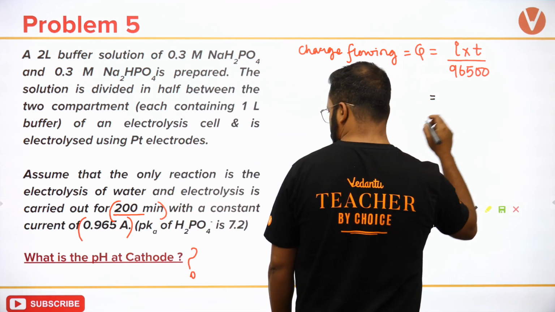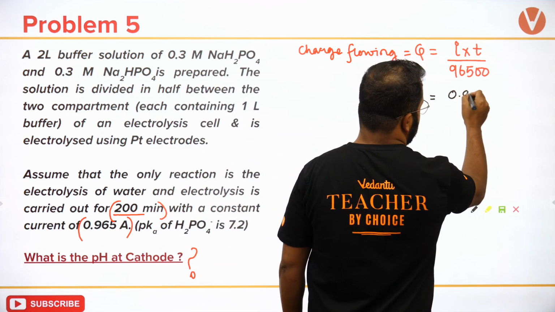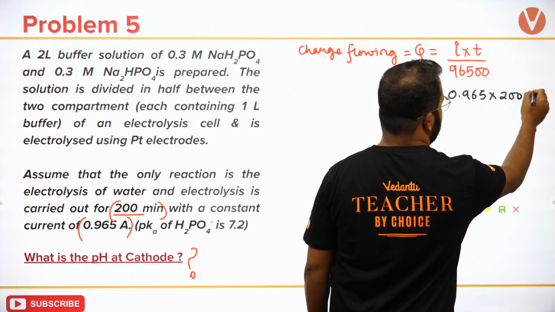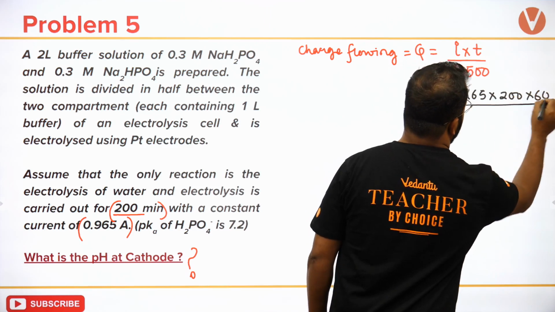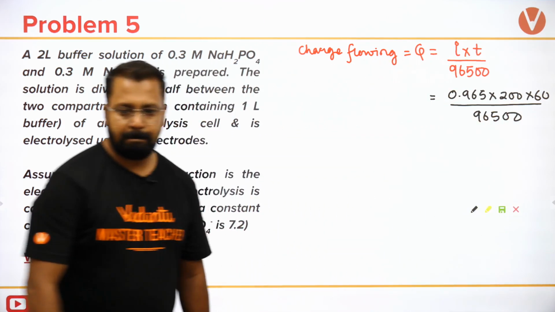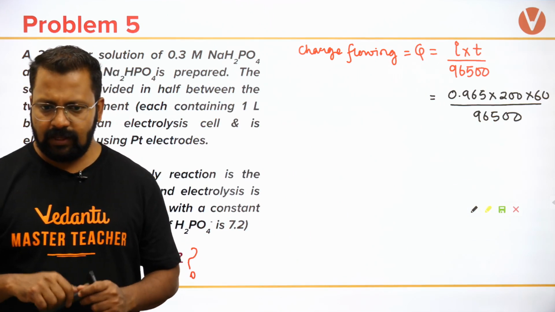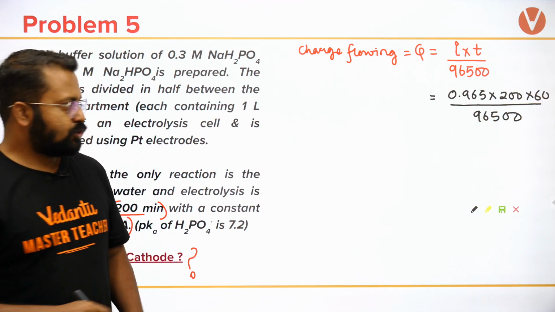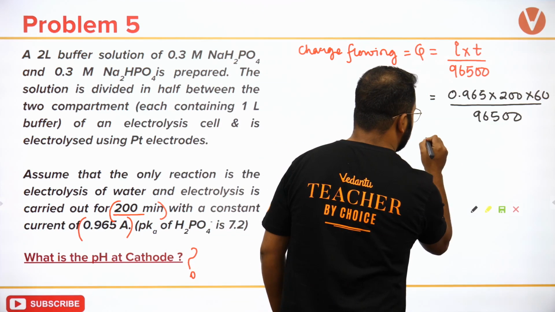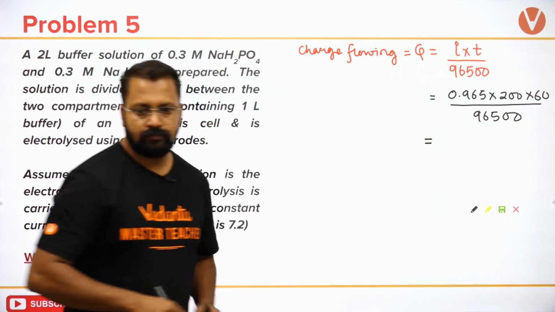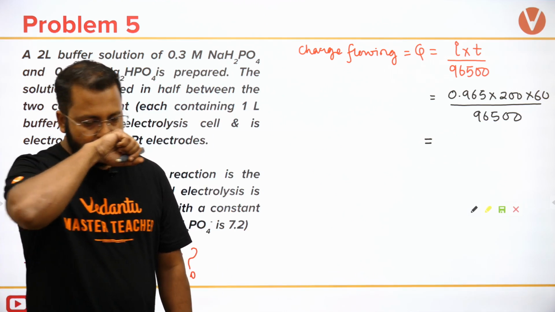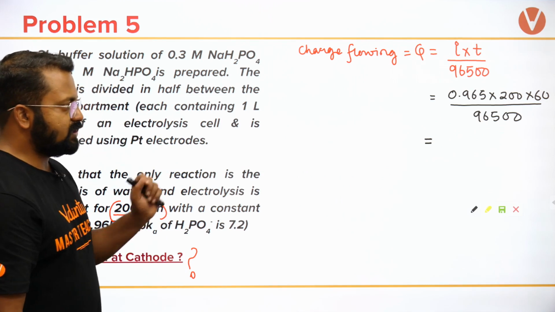So I value is 0.965, time is 200 minutes. I will convert it into seconds and divide it by 96500. Fine. So what is this value equal to?